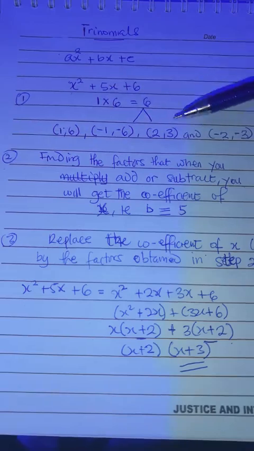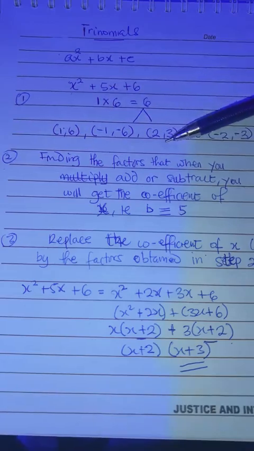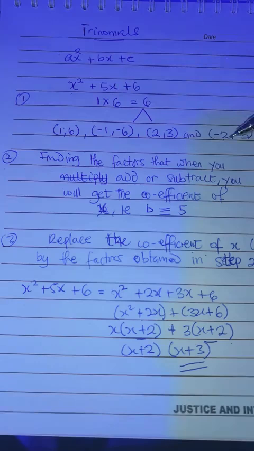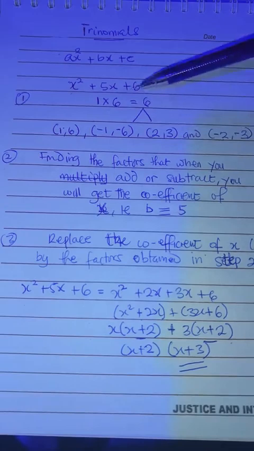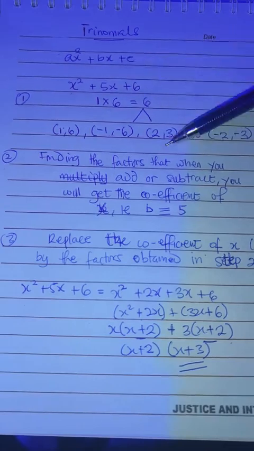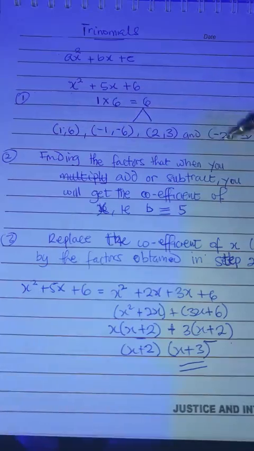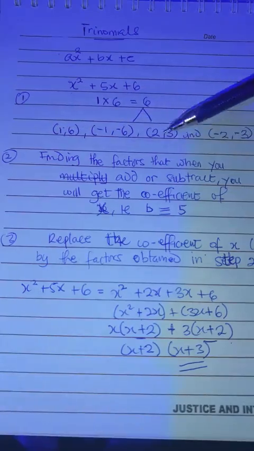Now, 2 and 3, if I add or subtract, would they give me 5? Hold on to that thought, because I want us to move on and check the other one. Now, negative 2 and negative 3, if I add or subtract, will they give me 5? So, above all these options, it's only this that will give me what? 5. And this one is what? Factors of 6. So, first find the factors, then come down to check addition or subtraction.